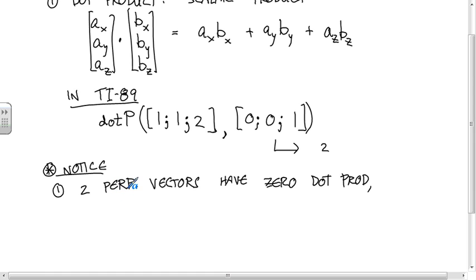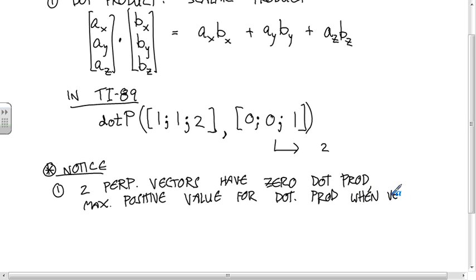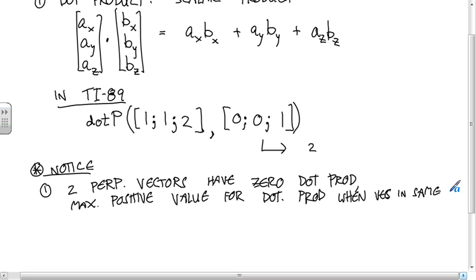So the maximum positive value for a dot product occurs when the two vectors are in the same direction, and the minimum, the maximum absolute value, negative value occurs when the vectors are in opposite directions.